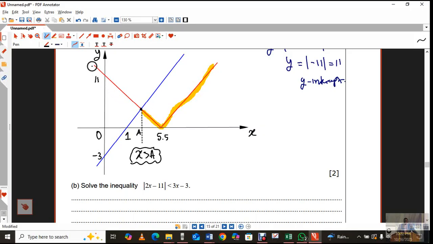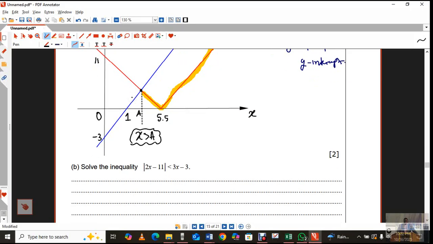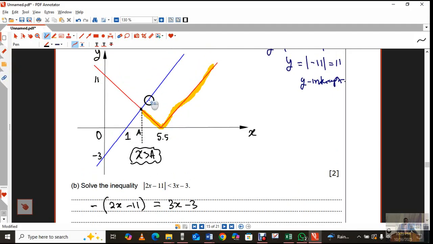Can you see that? That negative leg of the absolute value graph. Okay? I'm going to take that, and so I'm going to say, take that minus 2x minus 11, let it equal to 3x minus 3. I'm not interested in the other part. I'm just interested where they intersect. So they take the negative leg of that.